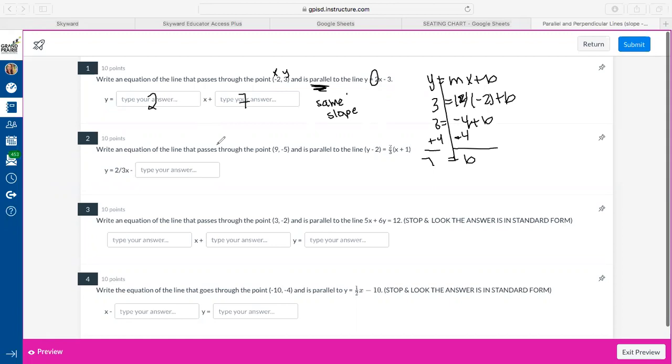Number 2, what is the equation of a line that passes through the point 9, -5 and is parallel, same slope, to the line y minus 2 equals 2/3 times x plus 1? Just because this is in point slope form does not make it harder. The only thing we need from this equation is just its slope. So what's the slope? 2/3. So that's all I need. So it'll be -5 equals 2/3 times 9 plus b. Perfect, and solve.